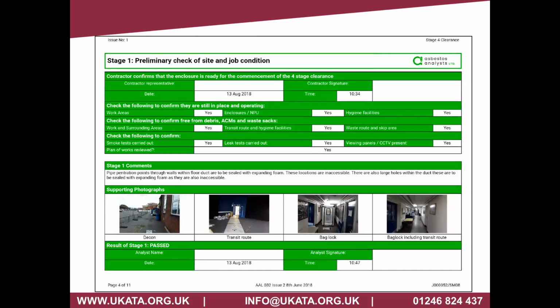Stage 1, as we've said there, so all the areas, work area, surrounding areas, leak tests carried out, transit routes, waste routes, make sure they're all clean, and some good clear photographs which obviously show the areas. This is demonstrating the analyst did undertake stage 1 because there's photographs there. And you can see there the time there is 10:47.